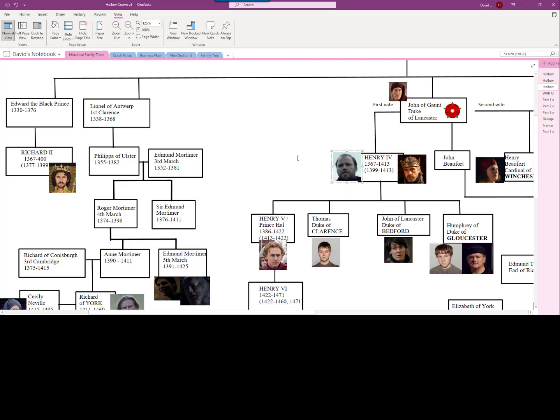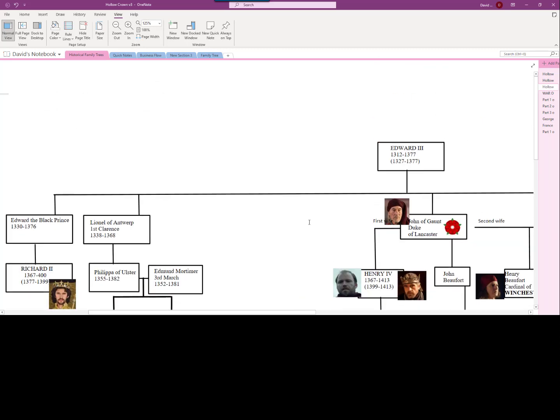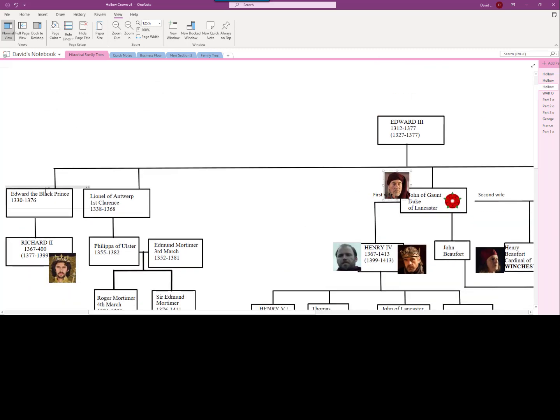way that English male preference primogeniture worked is that you start with the first son and all his descendants, and the second son and all his descendants, and you go on down the line. When you run out of sons, you go to daughters and that type of thing. So John of Gaunt, he's the Patrick Stewart guy, who was Bolingbroke and Henry IV's father, and of course Henry's grandfather. He was a younger son to Edward the Black Prince.